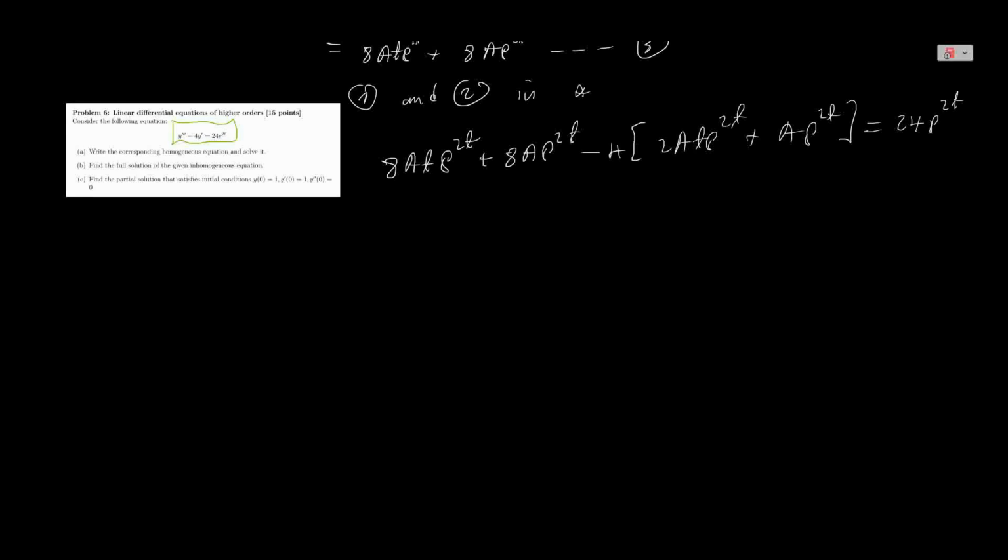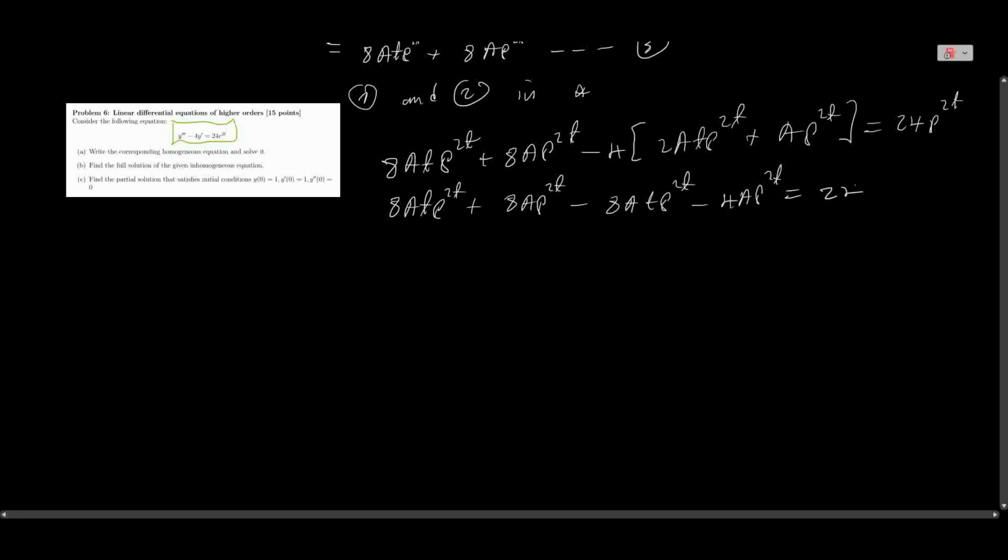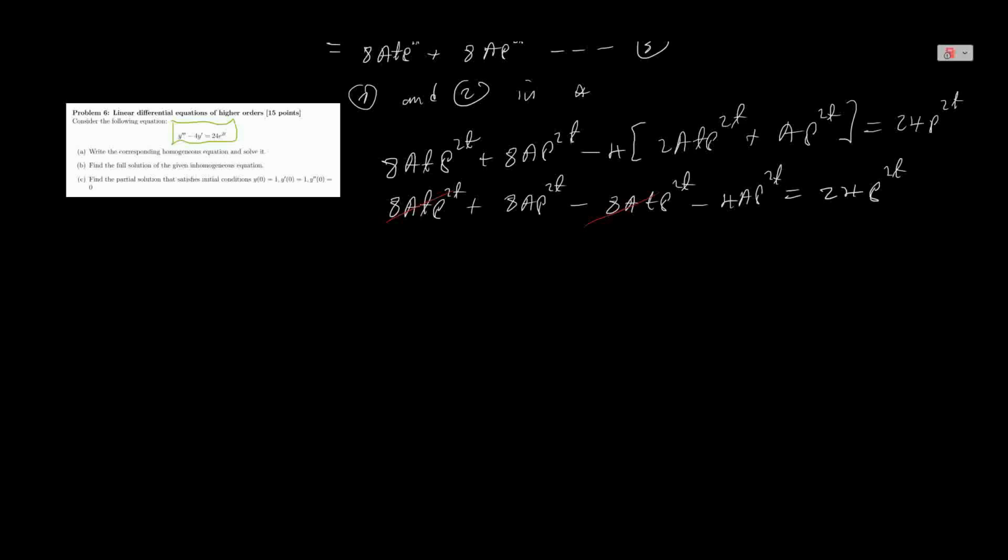So simplifying this, we're going to have 8a t e raised to the power 2t plus 8a e raised to the power 2t minus 8a t e raised to the power 2t minus 4a e raised to the power 2t equals 24 e raised to the power 2t. What do we notice? 8at e raised to the power 2t can cancel with this, and 8a e raised to the power 2t minus 4a e raised to the power 2t will give us 4a e raised to the power 2t.